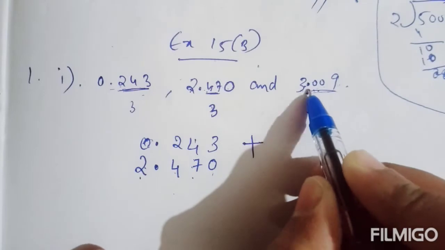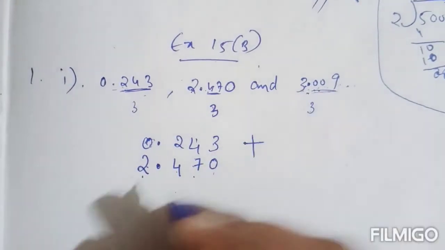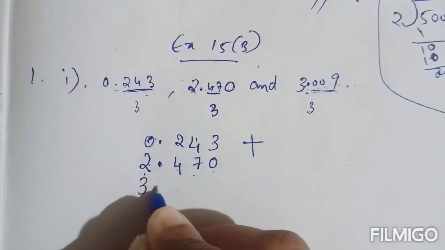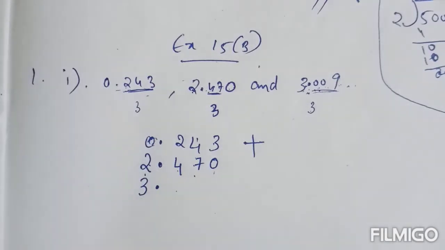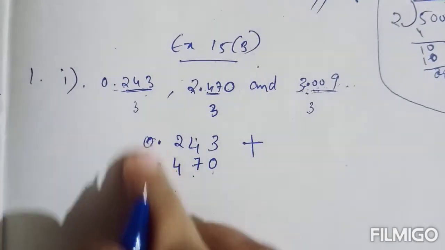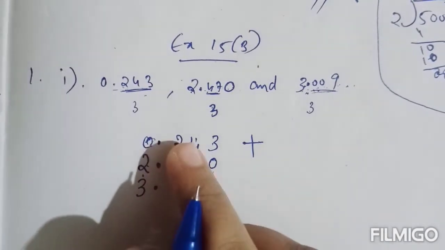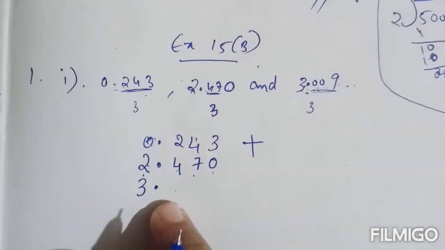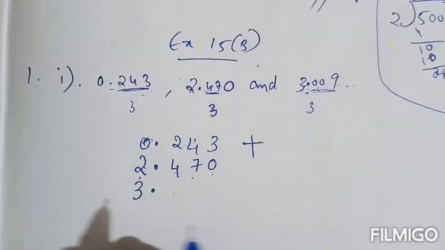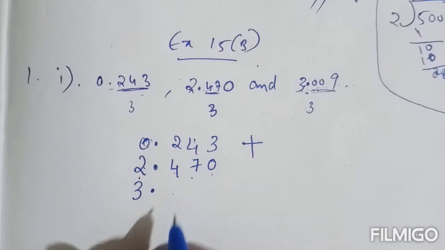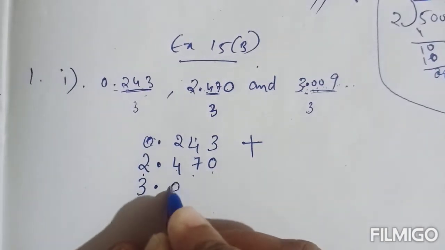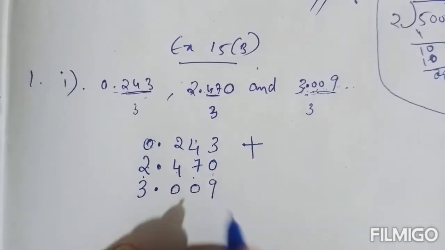So next 3.009. This is the ones place digit, so you can write it in the ones place. Ones places should come in the same column. The decimal point should come in the same column. Tenths place should come in the same column. So here it will be 0, 0, 9.